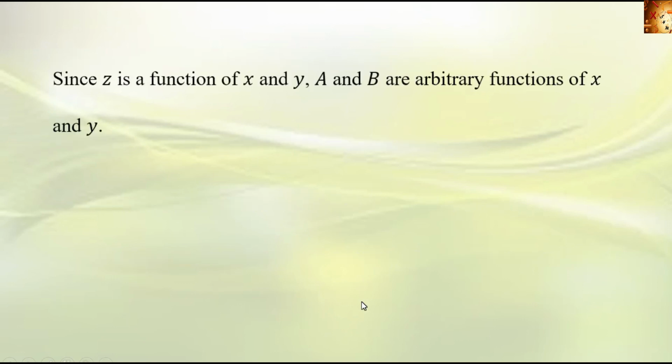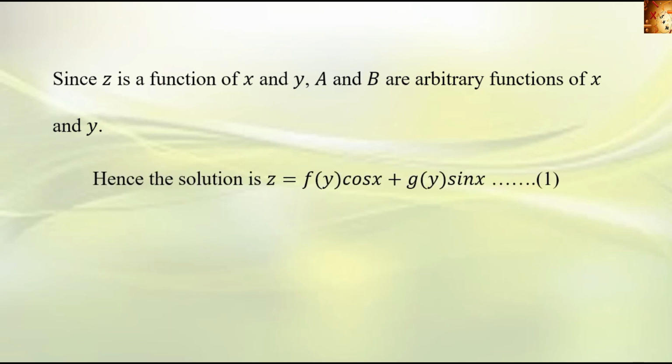Take a and b as arbitrary functions of x and y, since z is a function of x and y. Therefore, the solution will become z equal to f of y cos x plus g of y sin x, because here the differential equation depends only on the variable x. So, keeping y as a constant term, we take a and b as functions of y. So, z equal to f of y cos x plus g of y sin x.